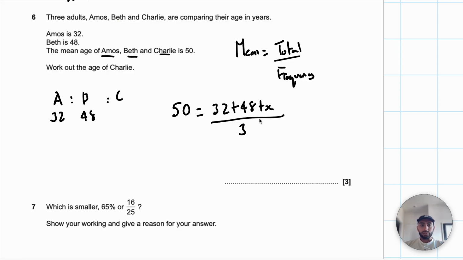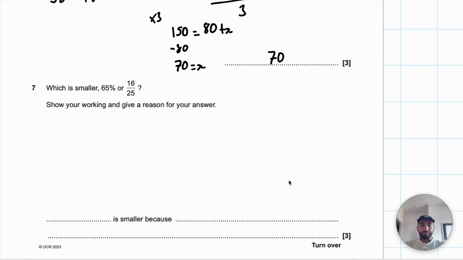We just need to solve this equation. I can see the right hand side is being divided by 3, so I need to multiply by 3 on both sides. That would give me 150 is equal to 32 add 48. 30 add 40 is 70, 78, 80. So 80 plus X is equal to 150. I'm going to take away this 80 from both sides. So 150 take away 80 is equal to 70. So Charlie is 70 years old.